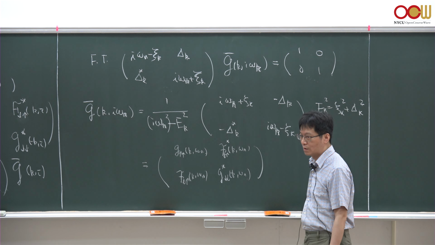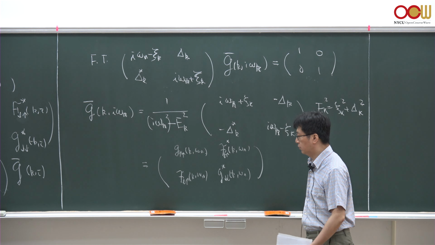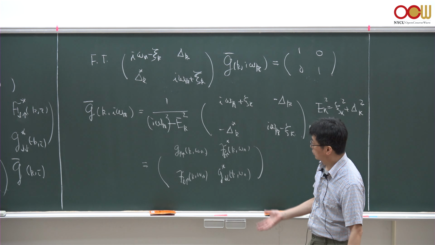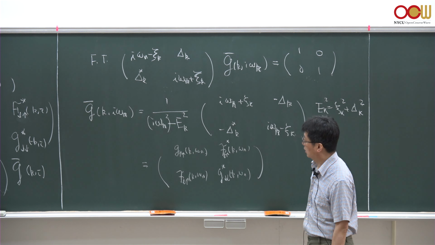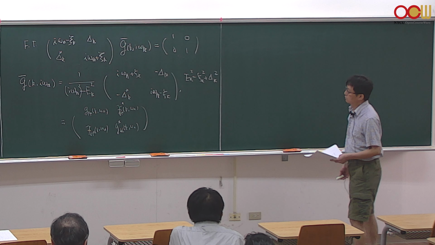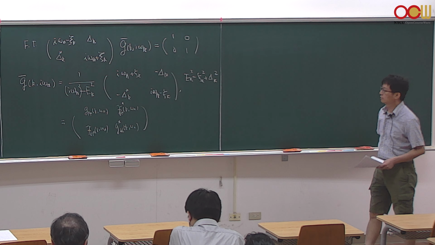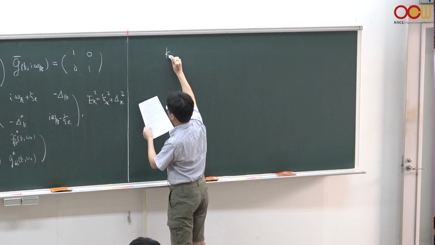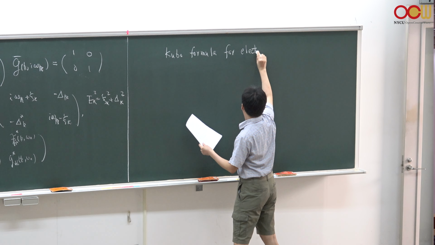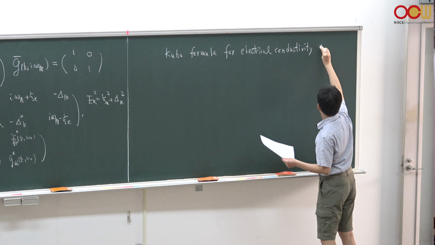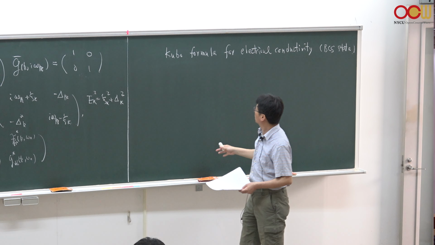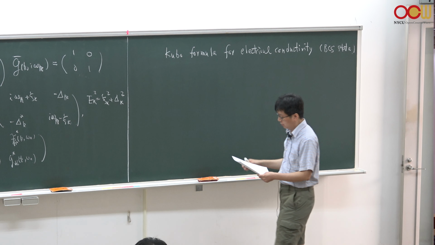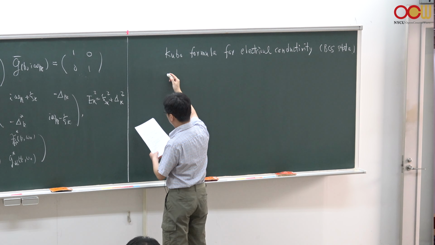That's all. But this will greatly simplify further calculations when we try to use both G and F for calculating these observables. So now let's just apply this Nambu notation to the problem of the Kubo formula for electrical conductivity in a BCS state. So the Kubo formula is the same Kubo formula that we introduced at the very beginning of the course, which is the linear response theory.